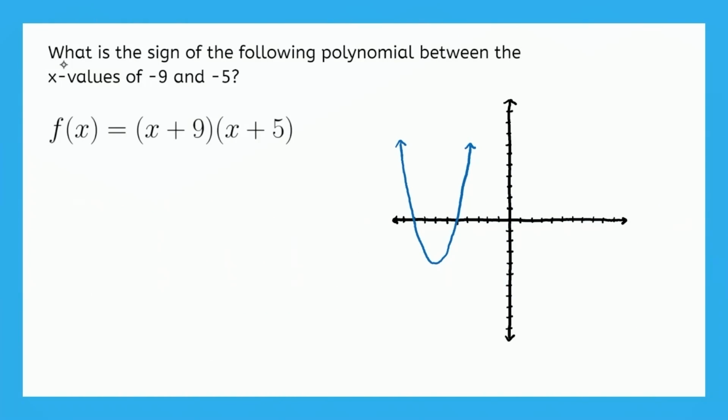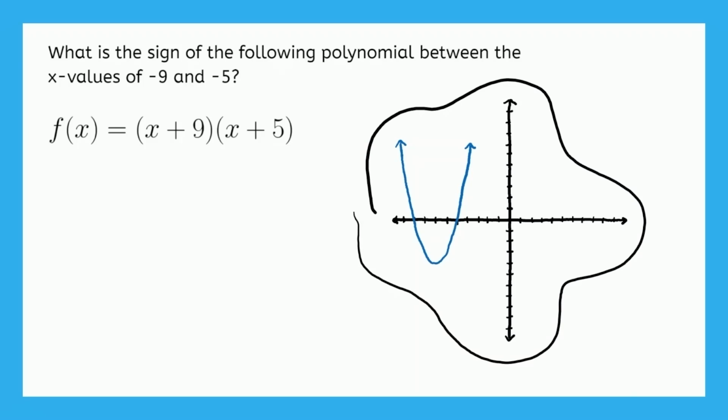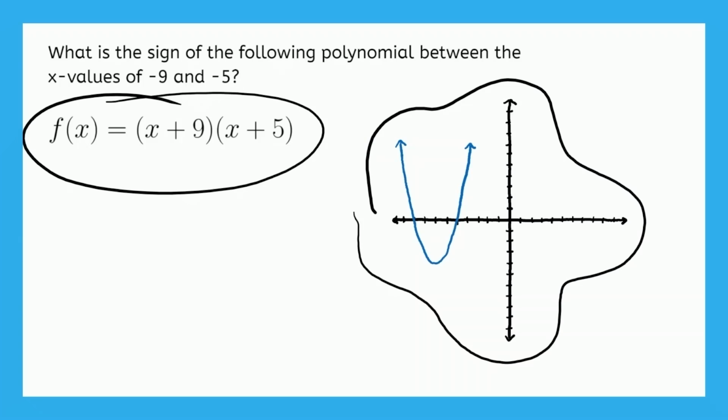So in this first example, we are asked what is the sign of the following polynomial. Here's that polynomial that it's talking about, between the x values of -9 and -5. You'll notice that I drew a graph of this function right here. We're going to talk about what this looks like graphically first, but eventually we're going to learn how to solve a problem just like this without using a graph.